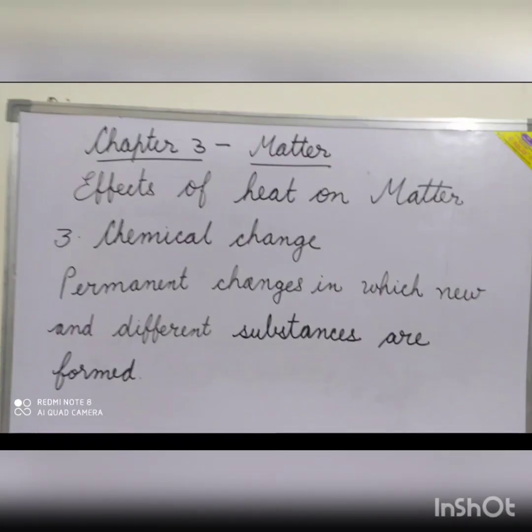Next effect of heat on matter is the chemical change. The chemical changes are the permanent changes in which new and different substances are formed. Heat is involved in the chemical changes in two ways. Either the heat is needed for the change to happen or it is released during the change. For example, when the vegetables are heated, they get cooked. Cooking of vegetables is an irreversible chemical change. Here, heat is necessary to facilitate this chemical change.